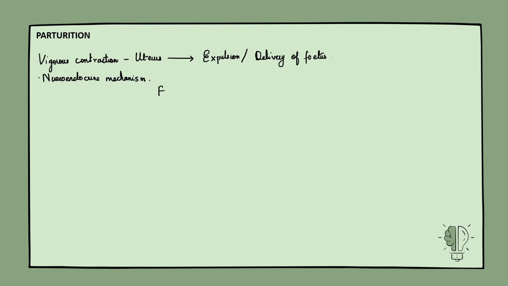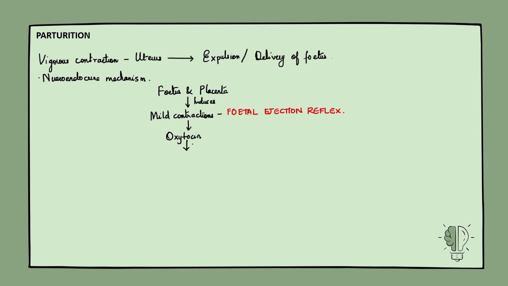Now, we learn about this mechanism. Now, at the end of the pregnancy, the fetus and placenta induces some mild contractions, and it is called fetal ejection reflex. Now, this fetal ejection reflex then initiates the release of the hormone oxytocin. Oxytocin then induces the uterine muscles to cause strong contractions.